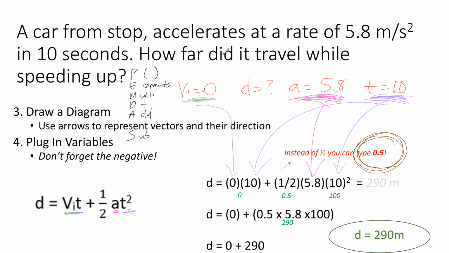So I have to do this exponent first. The first thing I have to look at is 10 squared, which is equal to 100. 0 times anything is 0. So now I have 0 plus 0.5 times 5.8 times 100, because I already did this 10 squared. If I do 0.5 times 5.8 times 100, I get 290. 0 plus 290 is equal to 290. We just solved that problem.